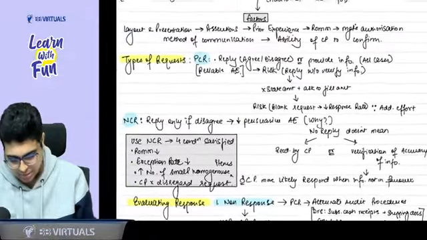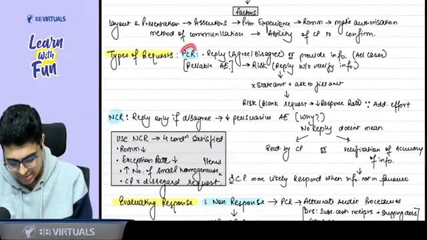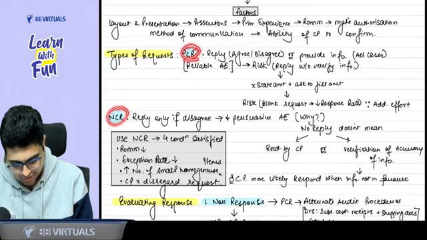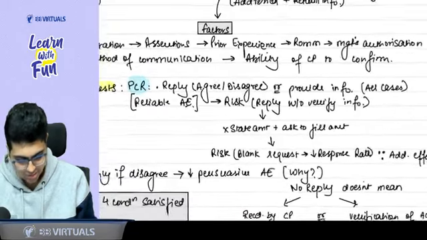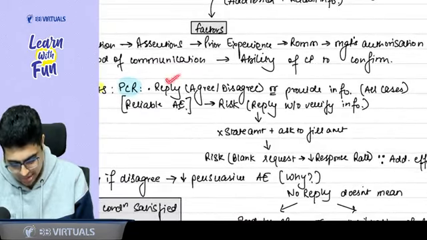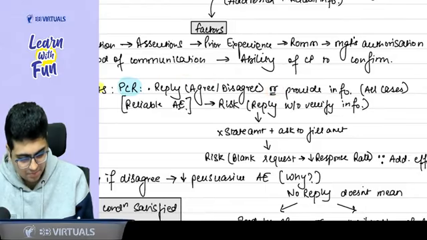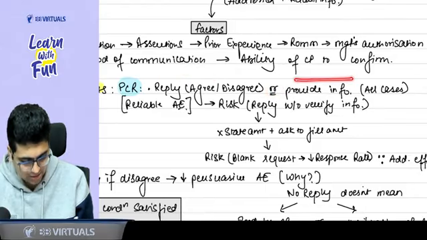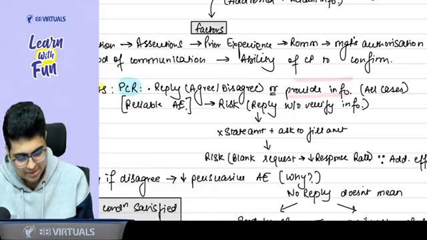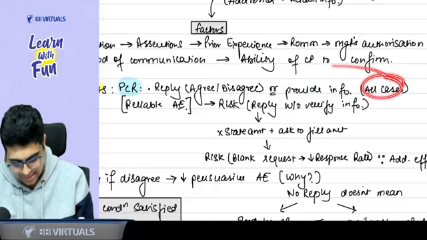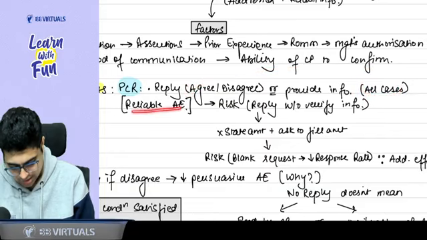There are 2 types of request, the heart of this essay: PCR and NCR. Positive confirmation request, negative confirmation request. PCR means the other party replies whether they agree or disagree with the information, or another type is you provide them a blank request and they provide the information. That means they have to reply in all cases. That's why it is also considered a reliable audit evidence.